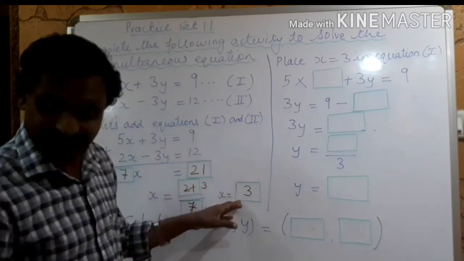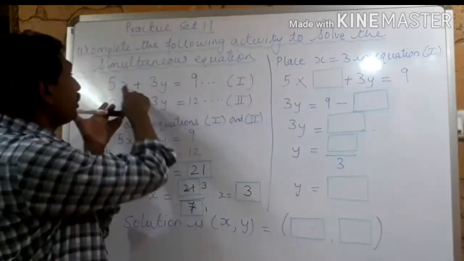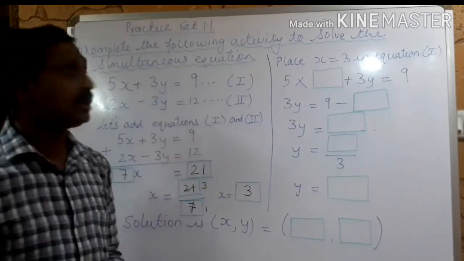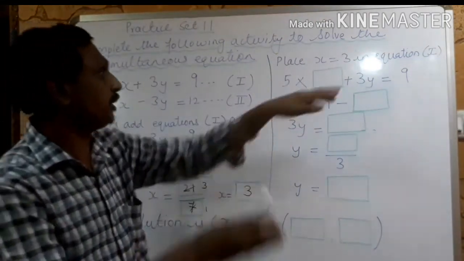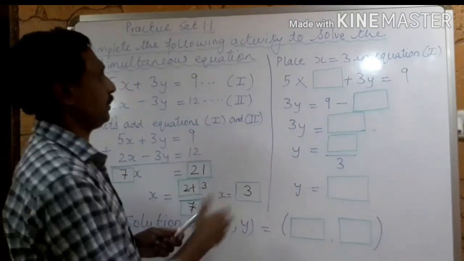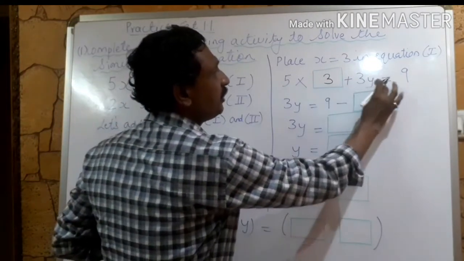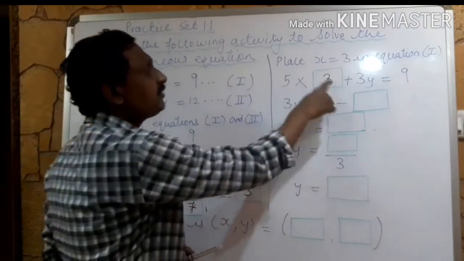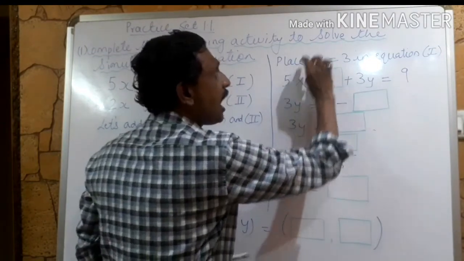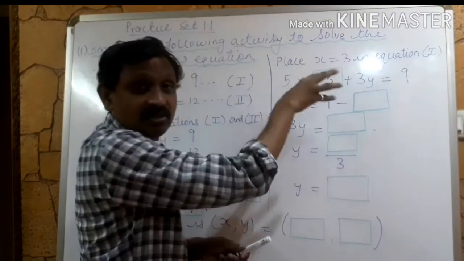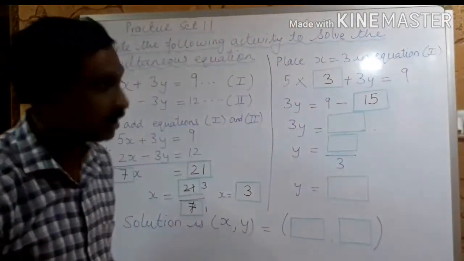Now we got the value of x. Place x is equal to 3 in equation 1. What is equation 1? 5x plus 3y is equal to 9 is equation 1. Wherever you find x, substitute or place the value of x. Let's place it. 5 multiplied by 3 plus 3y is equal to 9. 5 threes gives me 15. So 3y is equal to 9, and bring this 15 this side. You get 5 threes are 15. So this comes here as minus 15.